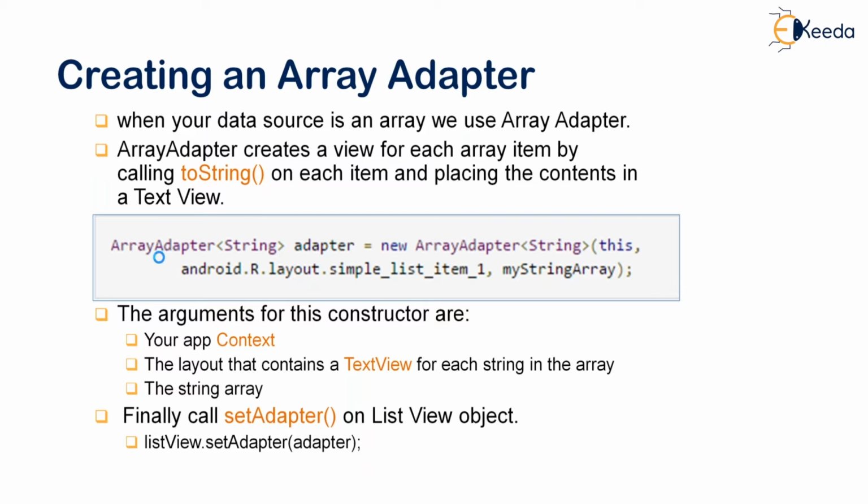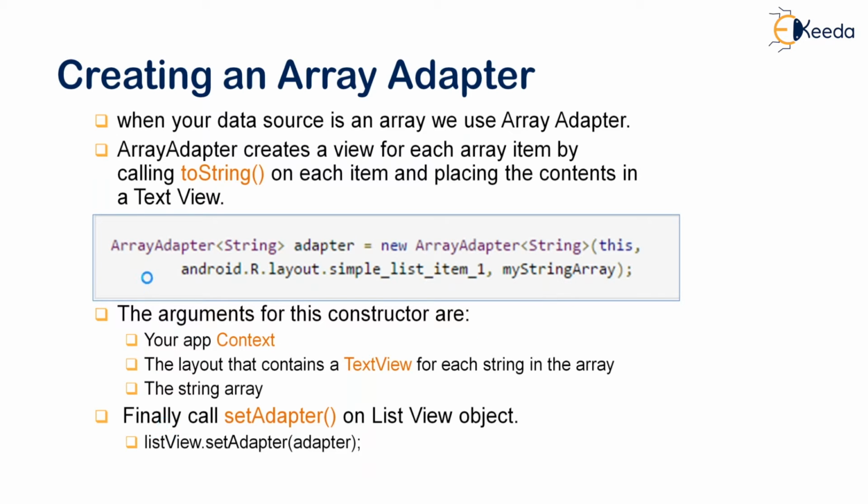So the constructor of an array adapter looks like this. ArrayAdapter of a string type, the object name is adapter, new ArrayAdapter of type string. As we already know, there are three parameters in an array adapter constructor. One is this. The second one is the resource ID, which is predefined, that's why Android dot is the prefix. And the string array, the data items you want to display.